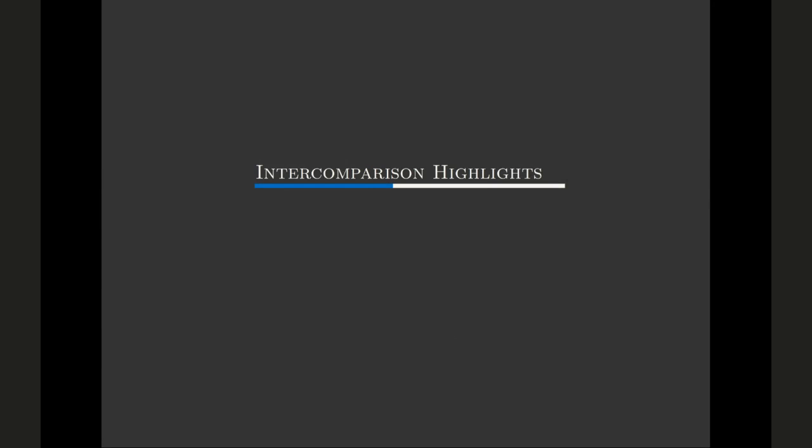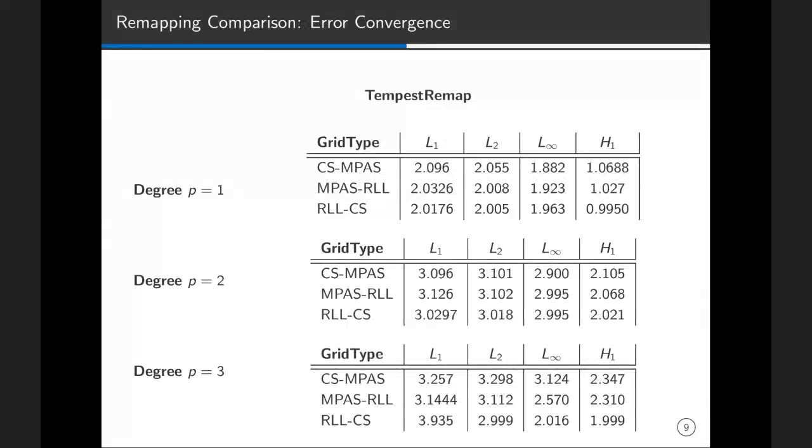Now, let me give you some highlights. These are not all the results. These are just a brief subset of what we have. But first, let's look at the error convergence from different remapping schemes with different degrees of reconstruction.